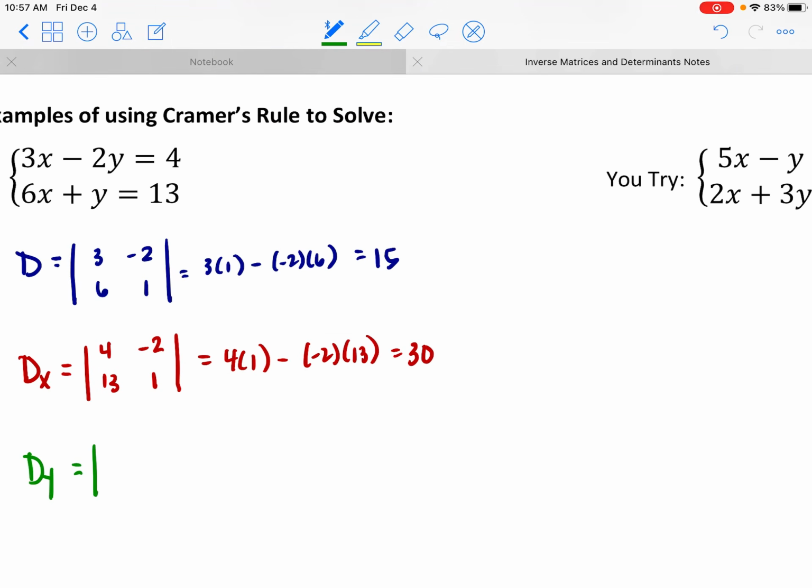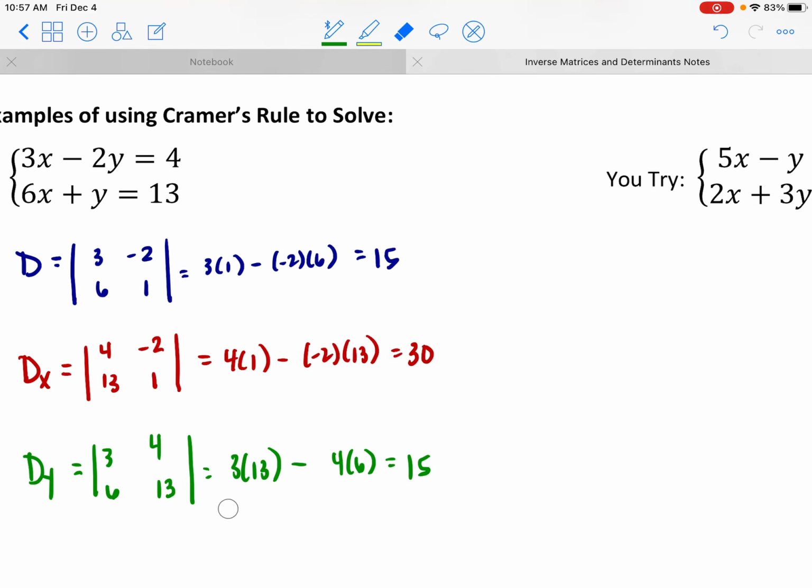So when we find the determinant of y, we want to replace the coefficients of y with the constants. So now I'm going to replace the -2 and 1 with 4 and 13, but I'll keep the 3 and the 6. So I'm going to cross multiply 3 and 13 and 4 and 6, and then subtract. So that's 39 minus 24, which is going to be 15.